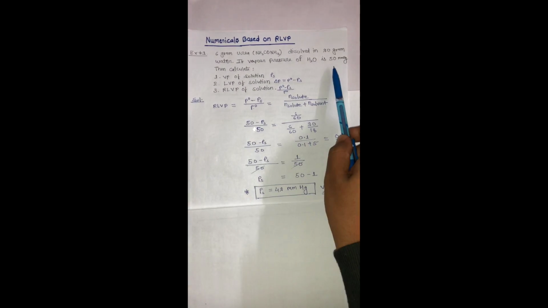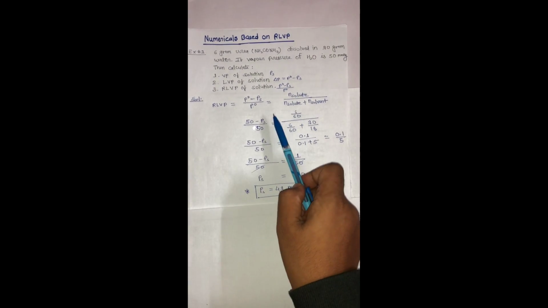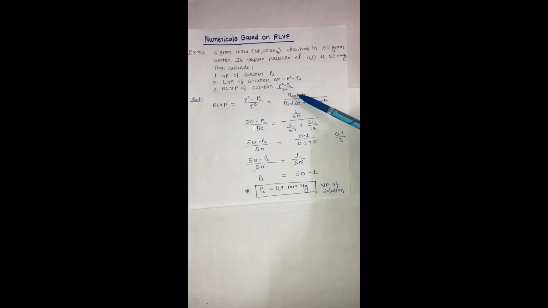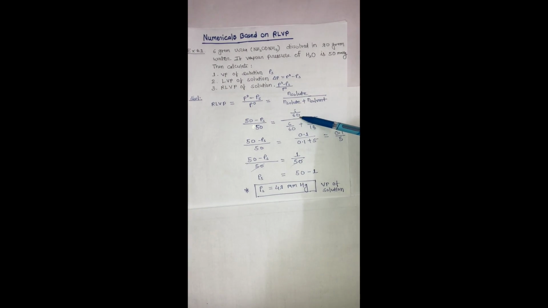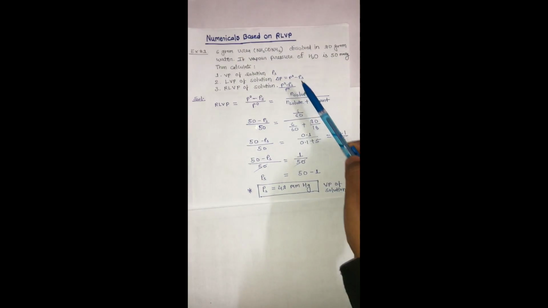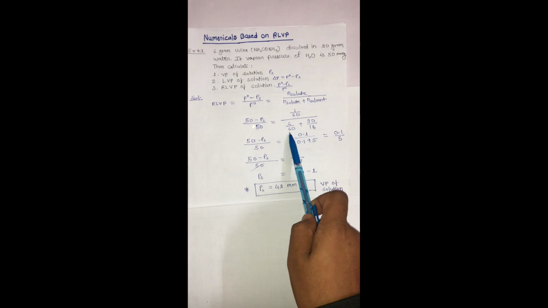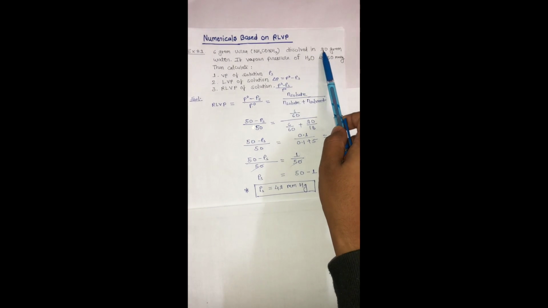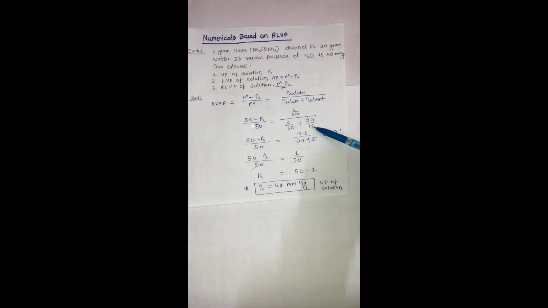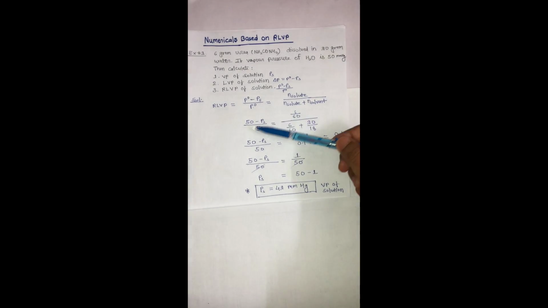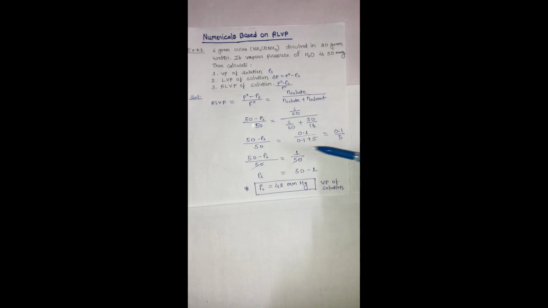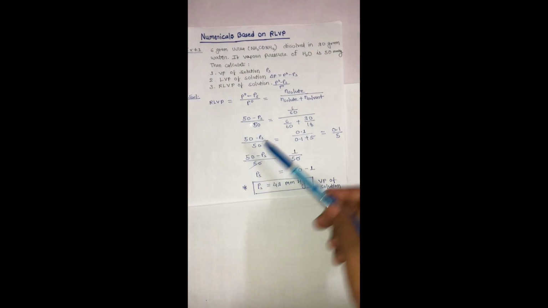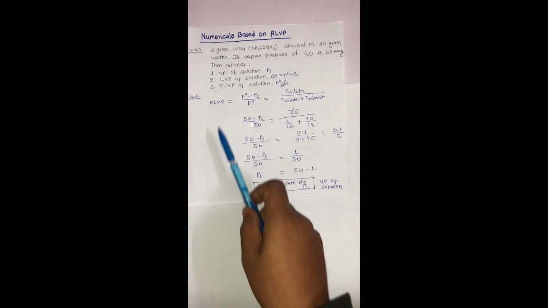Now put the value of P naught as 50, PS we have to calculate, again P naught is 50. What about N solute? Number of moles of solute means given mass of urea divided by GMM of urea, 6 by 60. And N solvent means given mass of solvent, that is water, divided by molecular mass of water. As we solve it, we will get PS equal to 50 minus 1, that is 49 mm mercury. And you can see how I calculated.